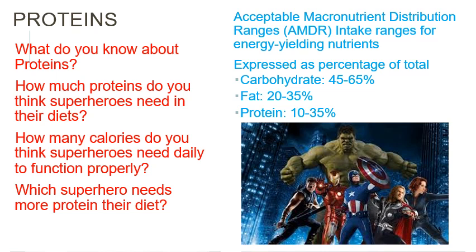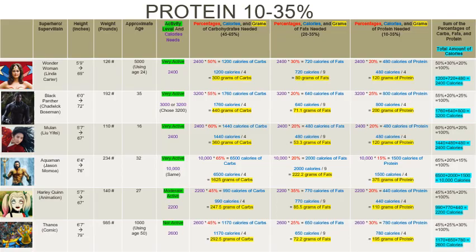Well, no matter if you are a superhero or a human, the acceptable macronutrient distribution ranges, AMDR, intake ranges from energy-yielding nutrients, and these are the percentages again. Carbohydrate, 45 through 65%. Fat, 20 through 35%. Protein, 10 through 35%. With our superheroes, you need about 10 through 35% of protein each day.